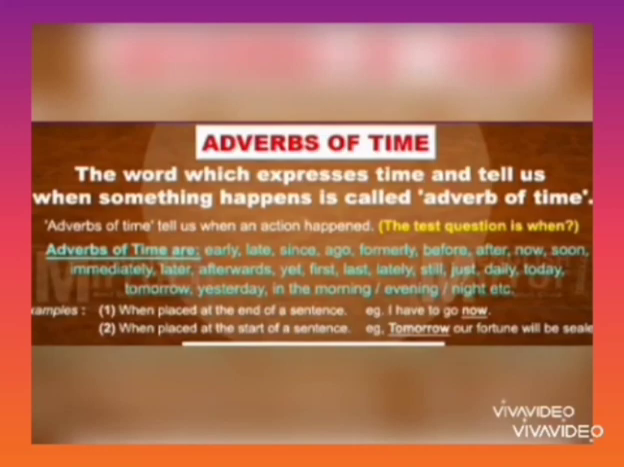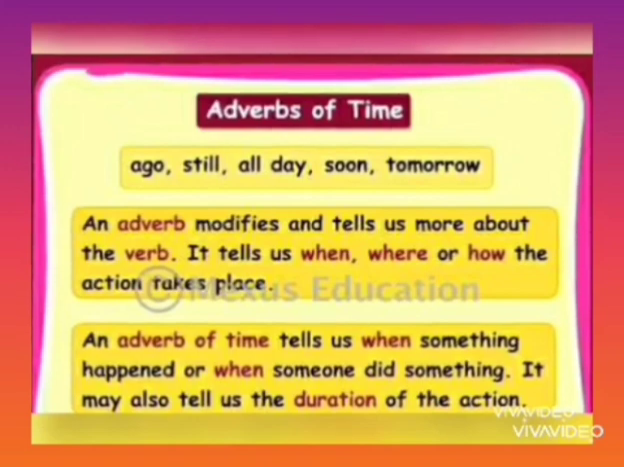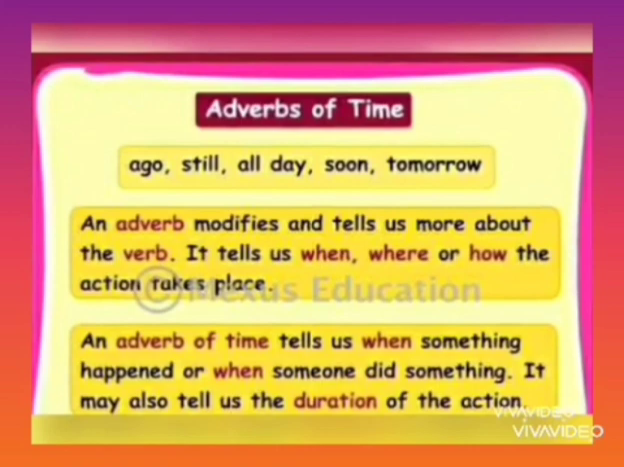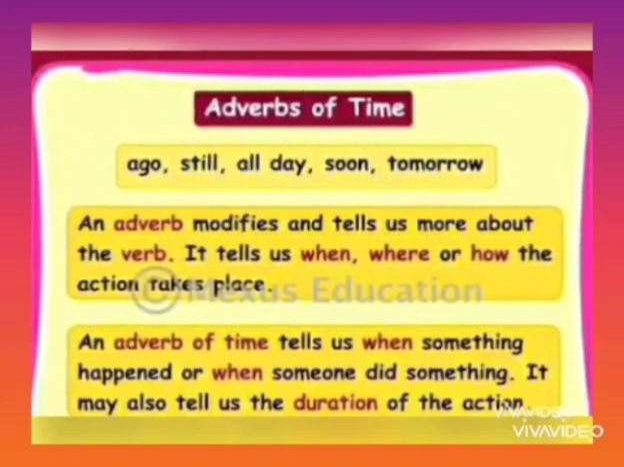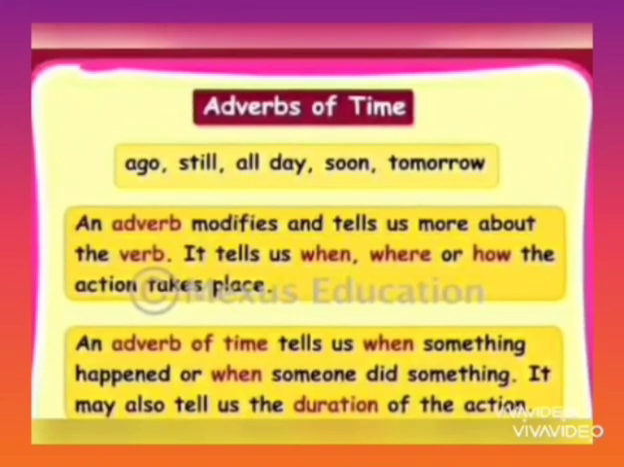I have to go now. You can ask this sentence with when. Some more examples: ago, still, all day, soon, tomorrow. So an adverb modifies and tells us more about the verb. It tells us when, where or how the action takes place. And an adverb of time tells us when something happened or when someone did something. It may also tell us the duration of the action.